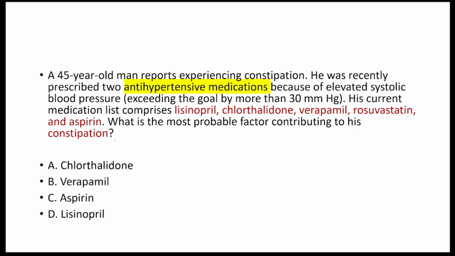We have a patient here, 45 years old, reporting constipation. He was recently prescribed antihypertensive medication because his elevated systolic blood pressure exceeded the goal by more than 30 millimeters of mercury. His current medication list comprises lisinopril, chlorthalidone, verapamil, rosuvastatin, and aspirin. What is the most probable factor contributing to his constipation?